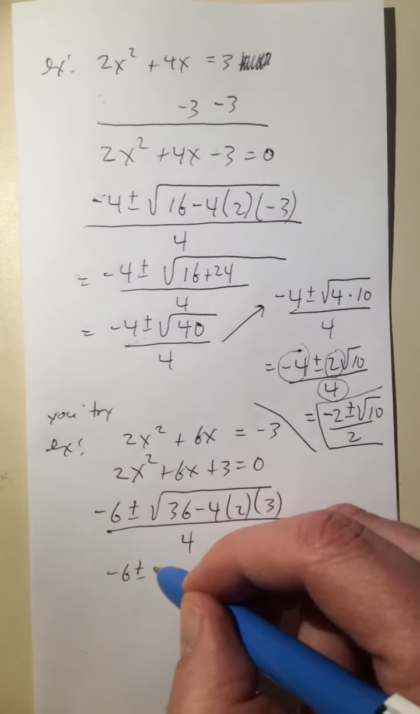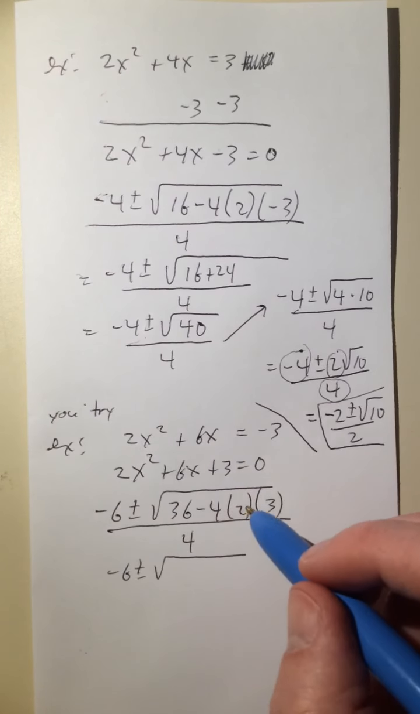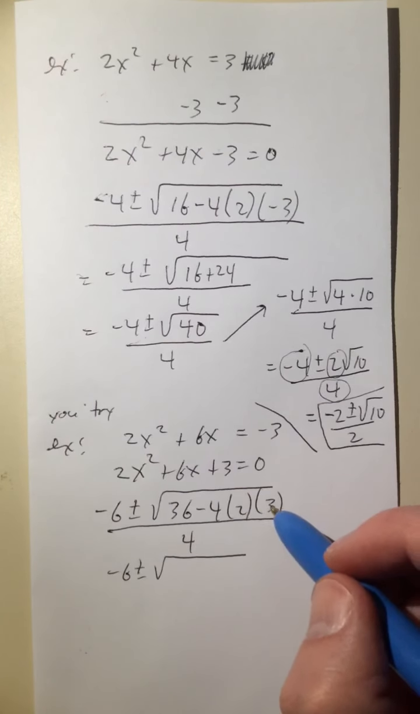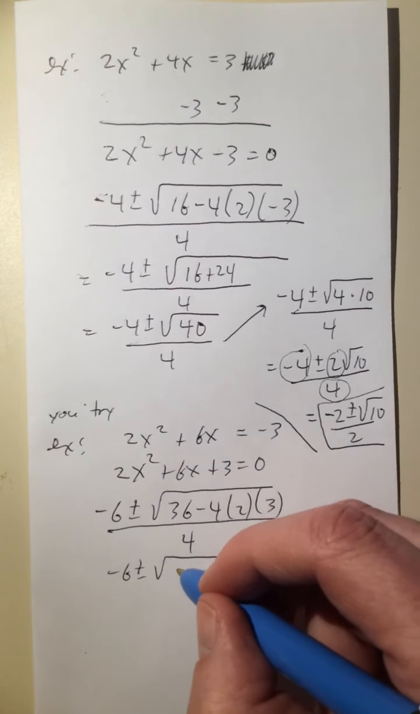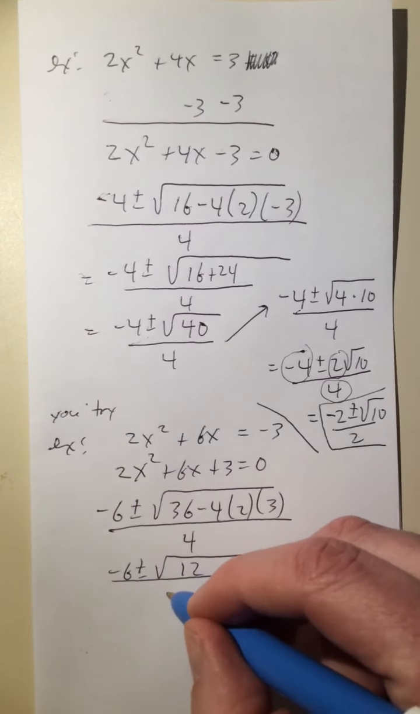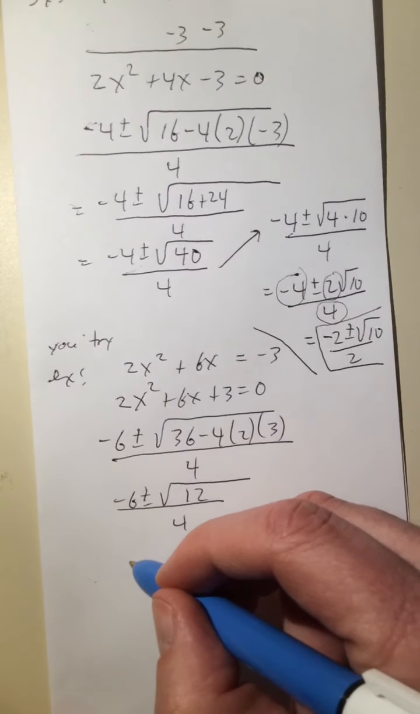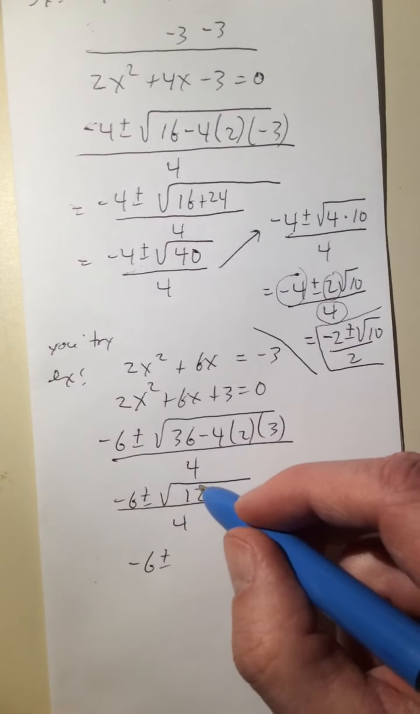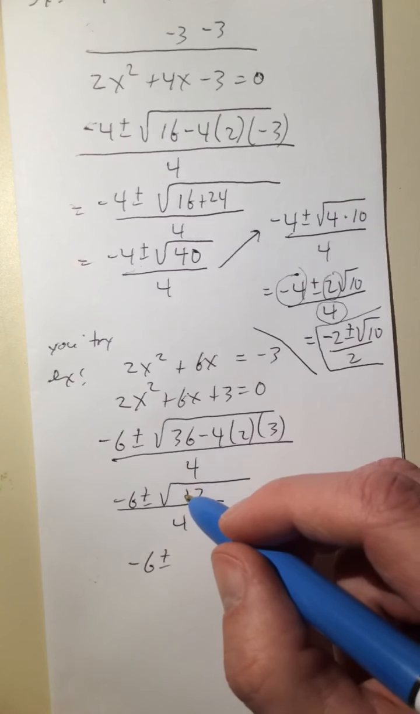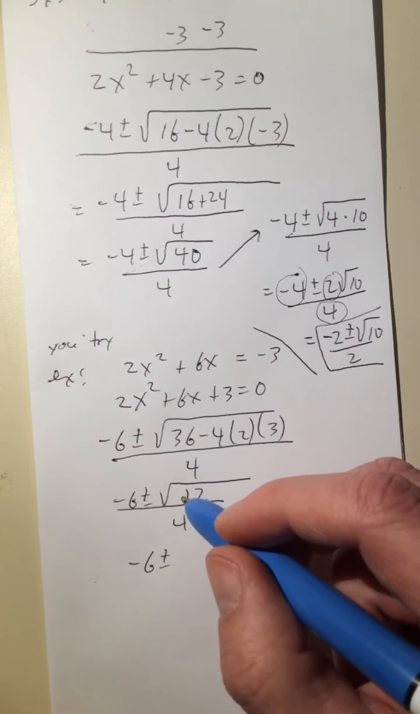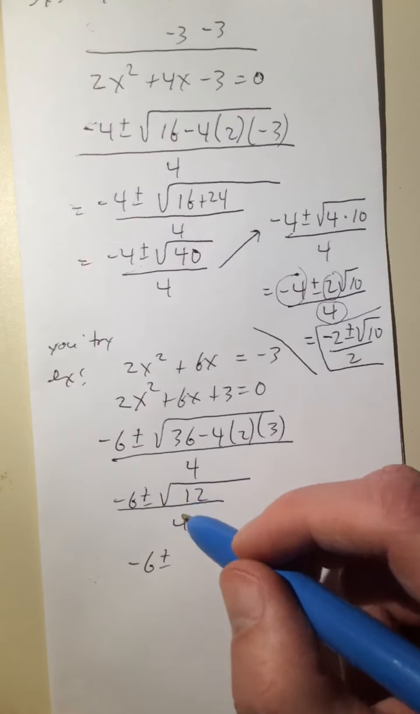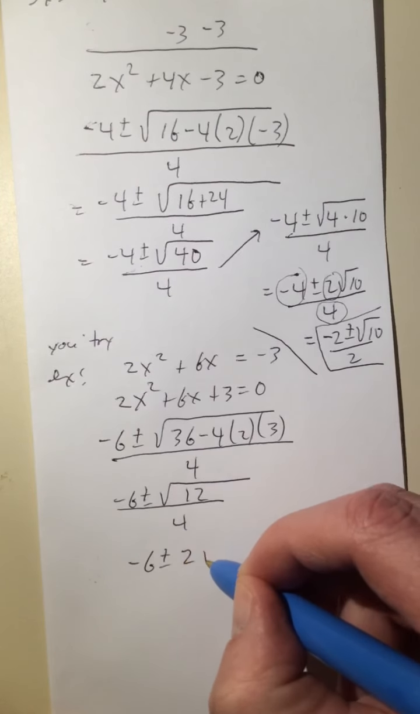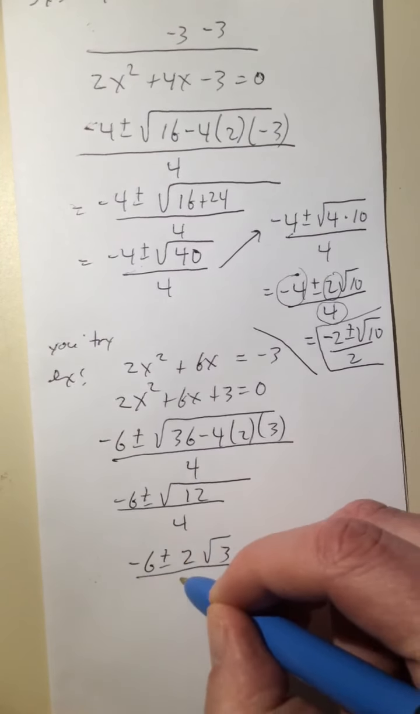Negative 6 plus or minus the square root of, 4 times 2 is 8, times 3 is 24. 36 minus 24 is 12 over 4. And we got negative 6 plus or minus, so square root of 12 is, we can use 4 to reduce that. So that's the largest perfect square that goes into it. And of course the square root of 4 is 2. So we got 2 root 3 over 4.